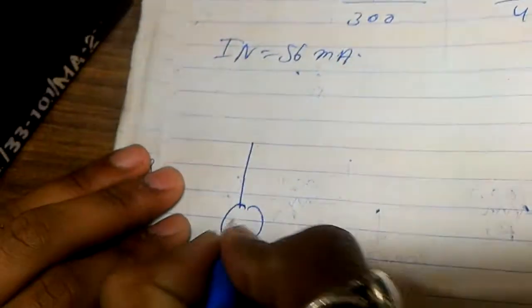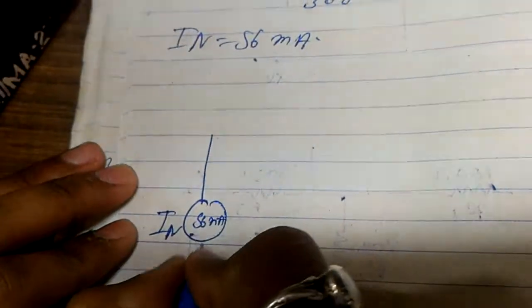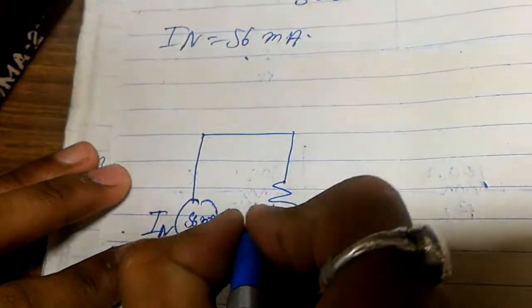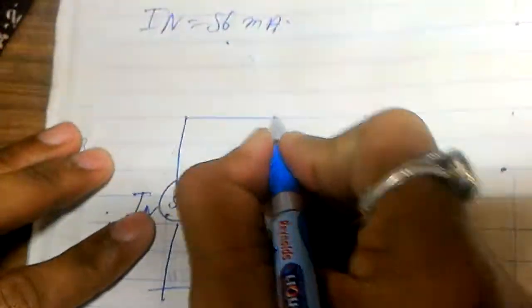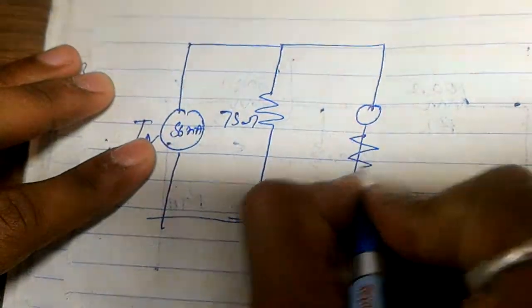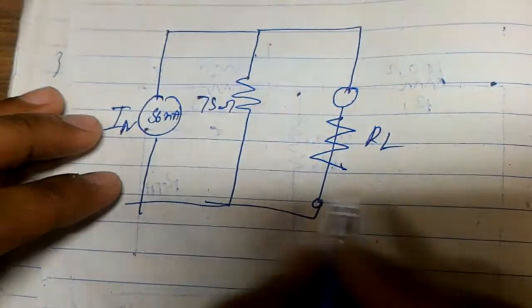Now we can replace our whole circuit with a current source which has a value IN of 56 milliampere, with RN of 75 ohm in parallel, and we can connect the load resistance RL in parallel with it. So the whole circuit can be replaced with this circuit.